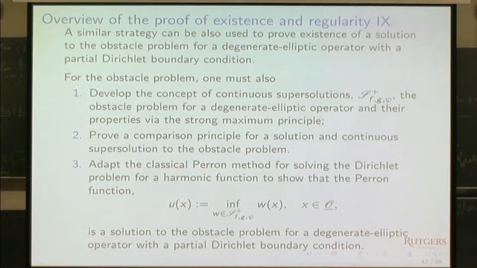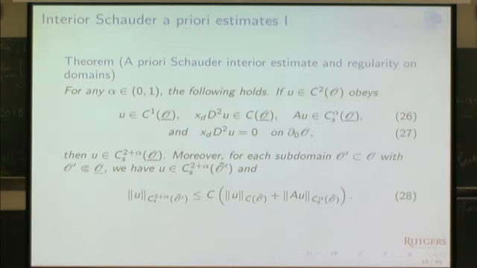For the obstacle problem, how does it differ? Broadly similar flavor. First of all, we have to develop a suitable notion of subsolution and supersolution that's adapted to this missing boundary condition situation, and comparison principles for them, and then adapt the usual Perron method for showing a solution to an obstacle problem to this degenerate situation using these notions of continuous supersolutions.